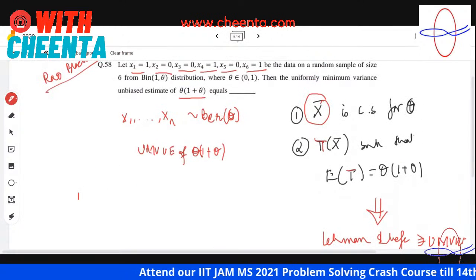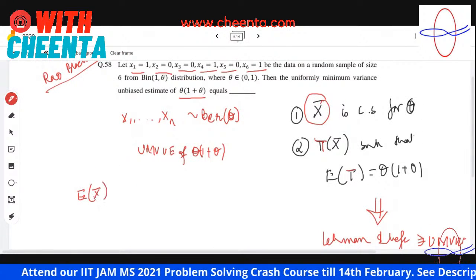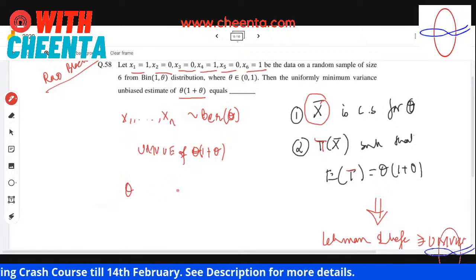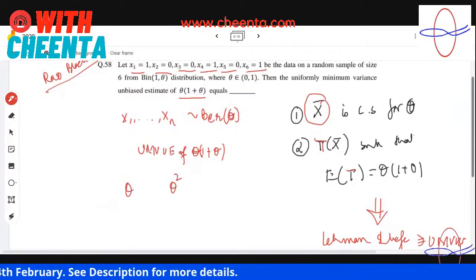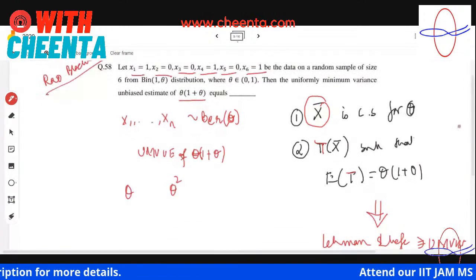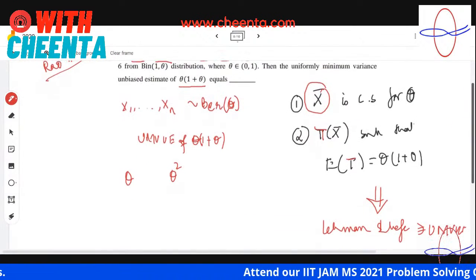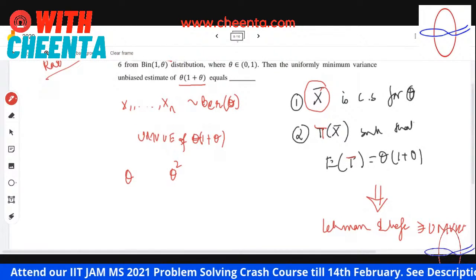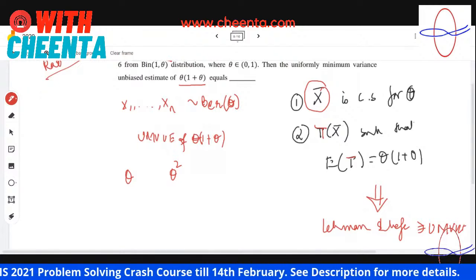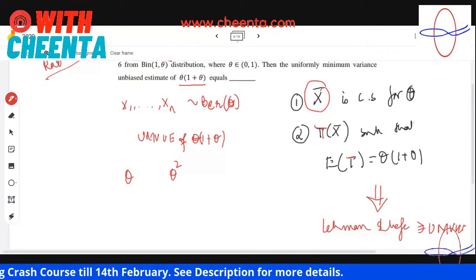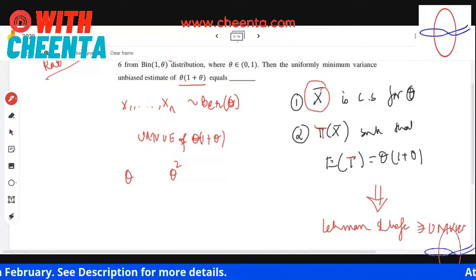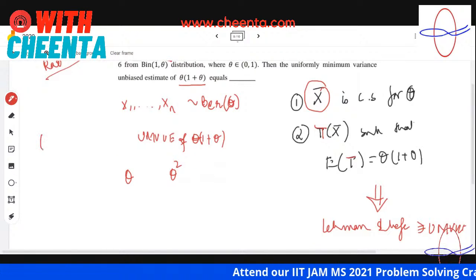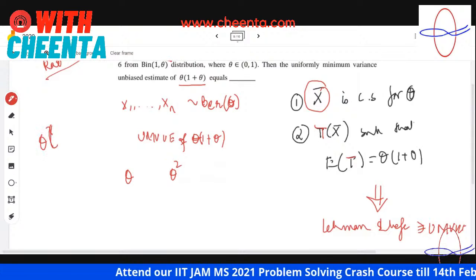So let's try to find that T. How do you find that T? The expectation of X bar is theta. Observe, we need to find two things: one for theta and one for theta square. So how do you find it for theta square? Let's try to understand this. Where does theta square come up? Theta square comes up from (1 minus theta) into (1 minus theta).